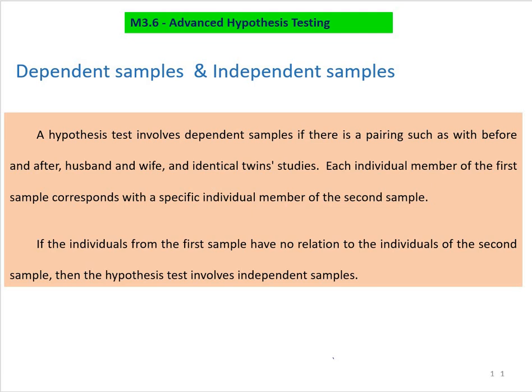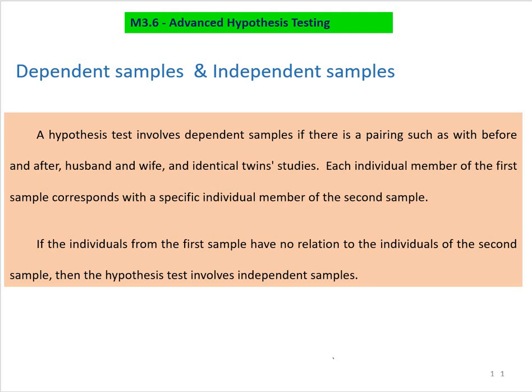Okay, so first we have to study what dependent samples and independent samples are. The name itself reveals what a dependent sample and an independent sample are. The hypothesis test involves dependent samples if there is a pairing between the samples, such as before and after, husband and wife, identical twin studies. So there is a dependence between the samples.